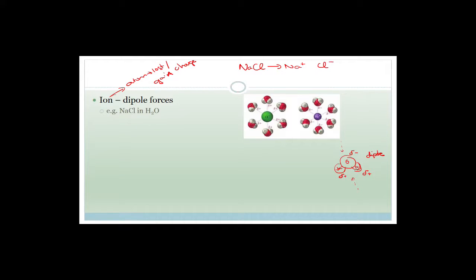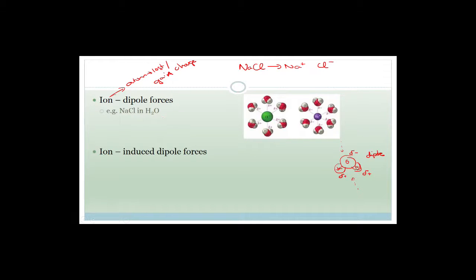Similarly, the sodium plus ion is going to be surrounded by water molecules, but this time the oxygen end is going to be facing the sodium plus ions because the oxygen end is slightly negative, okay? So it's going to be attracted to the big sodium plus ion. And that's how sodium chloride or table salt dissolves in water.